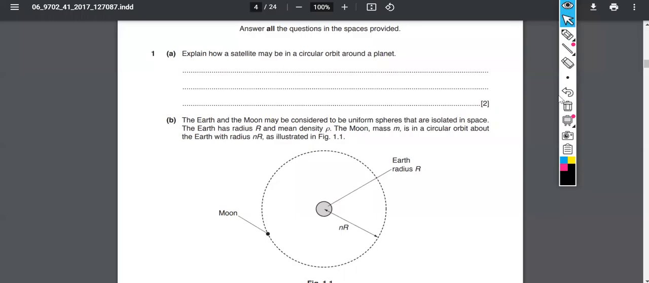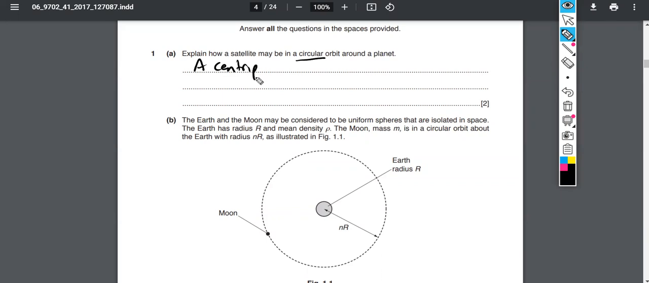All right, in this work example, we're looking at the physics of gravity here. And question 1A reads, explain how a satellite may be in a circular orbit around a planet. The key word here is circular. So I just mentioned a moment ago to the students live in class right now that I like to say objects don't just move in circles on their own, okay? So in order for something to move in a circle, a centripetal force is required.